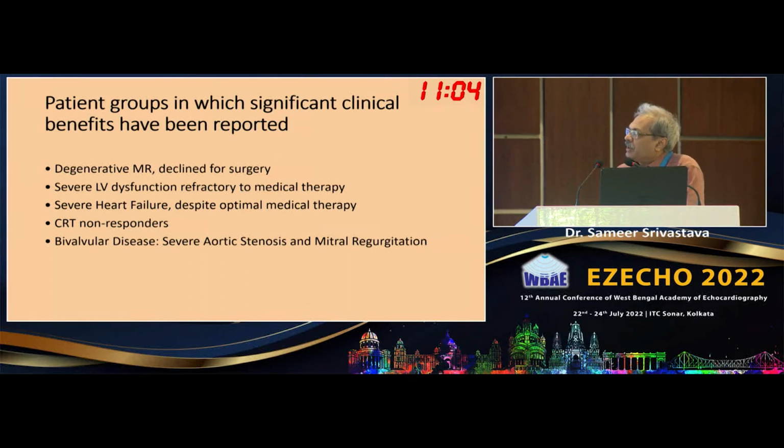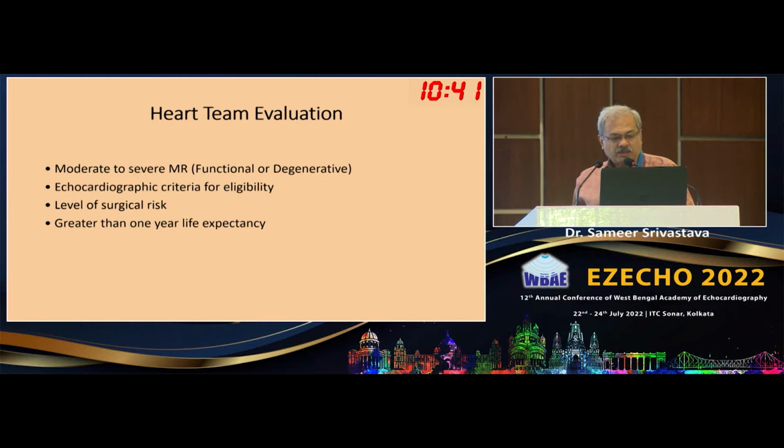But subsequently there has been enough and more data which has shown the patient groups in which there was significant clinical benefit with Mitra clip: degenerative MR who had declined surgery, severe LV dysfunction refractory to medical therapy, severe heart failure despite optimal medical therapy, CRT non-responders, and bivalvular disease with severe aortic stenosis and mitral regurgitation, where both were tackled by percutaneous intervention.